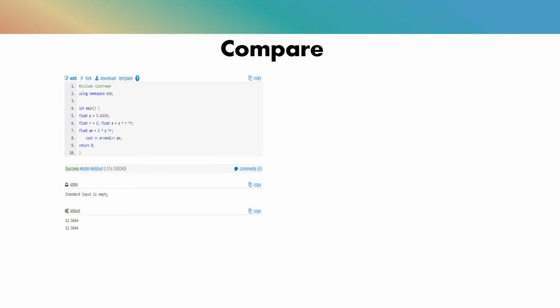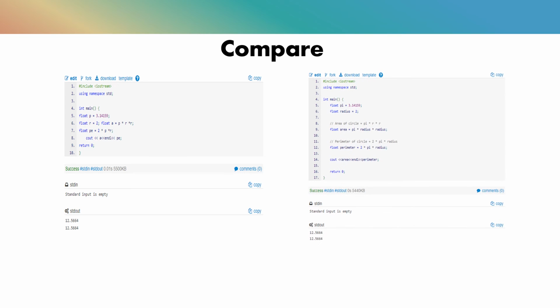Let's take a moment and try to understand this code. Now let's look at another code. If you notice closely, both the codes give the same result. They print the area and perimeter of the circle, but it is much easier to understand the second code.